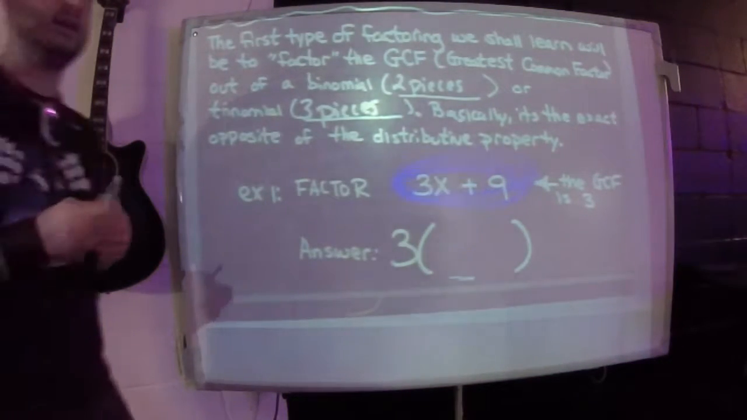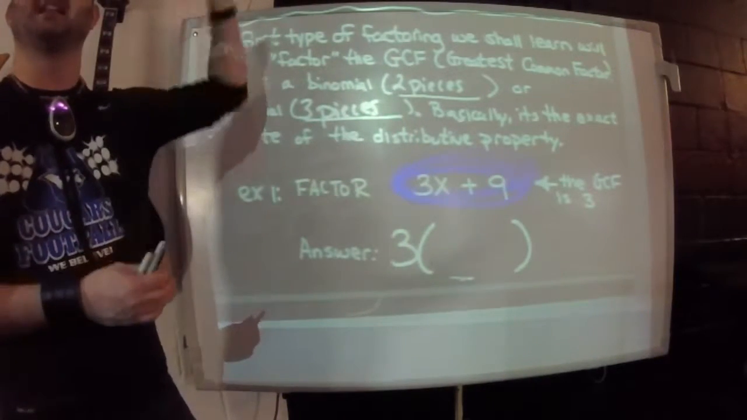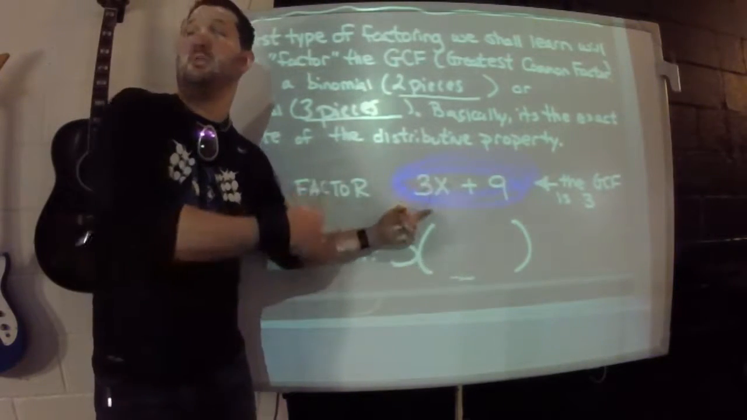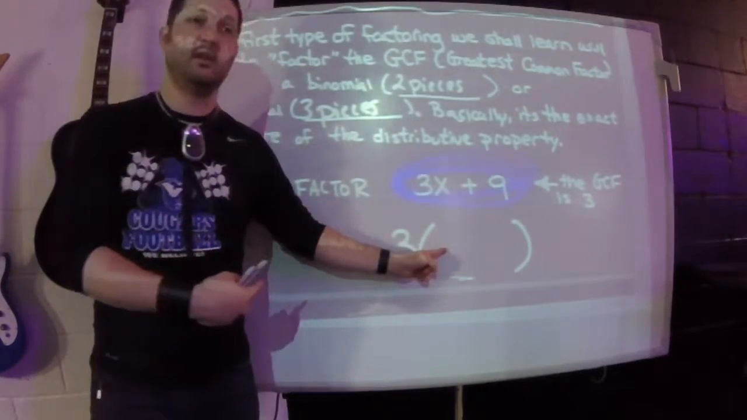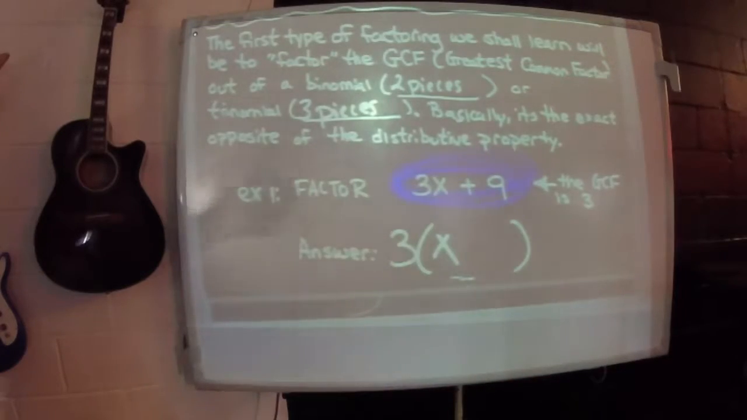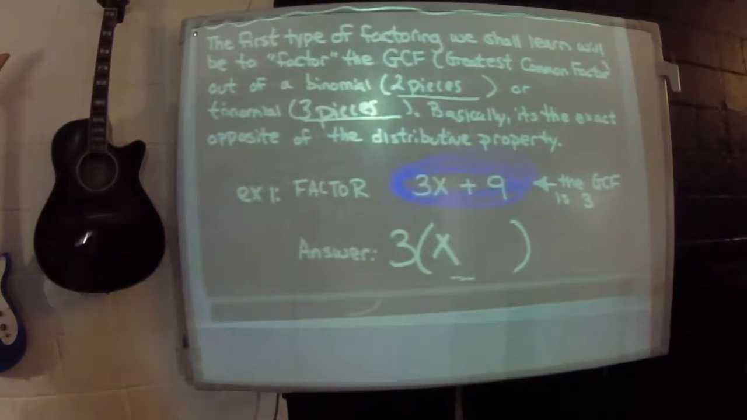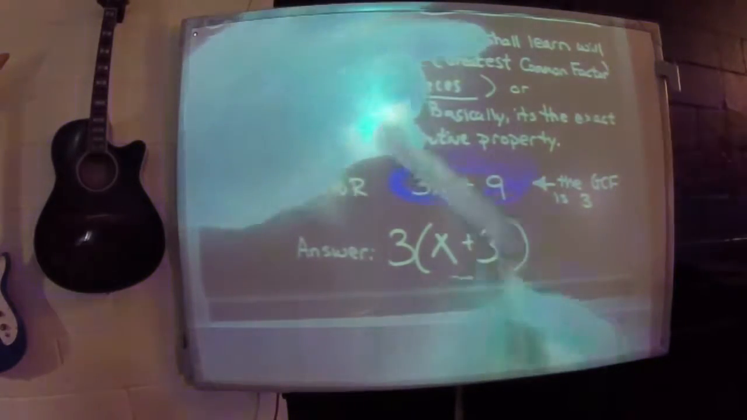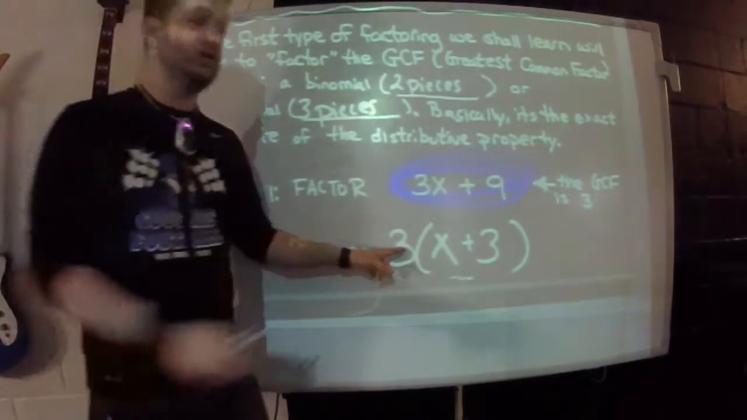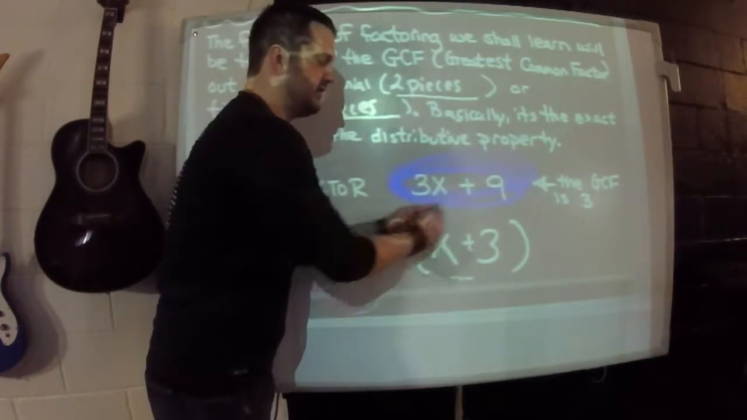Why wouldn't you do 1? Well, I could divide them both by 1, but that's not the greatest thing I can divide them both by. Okay, so if I take a 3 off my x, it just becomes x. And if I take a 3 out of my 9, it's like taking 9 divided by 3, which is 3. If I undistributed right, I should be able to redistribute this and get that. So here's 3x, and here's 9.